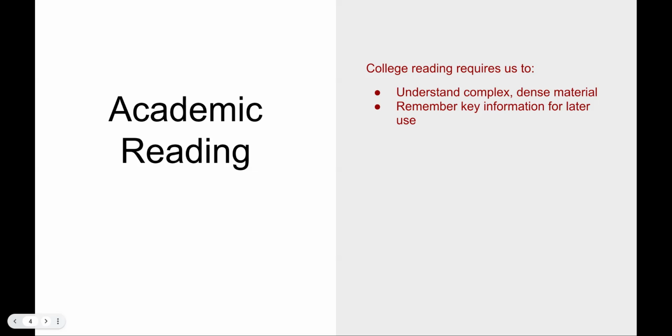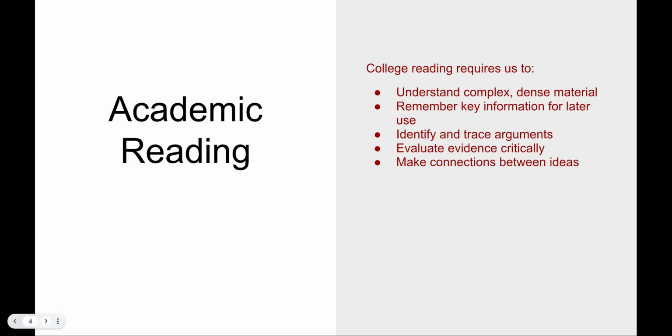And like I said, I do have a tip for you today on how to read more actively. So just a reminder that reading in college requires us to understand complex and dense material. We're going to have to remember key information for later use. Maybe we need to write about it, or we're going to be asked to take a test. We may need to identify and be able to trace how an argument is built. We're going to need to be able to evaluate evidence critically so we don't end up using a source in our writing that isn't a strong source.